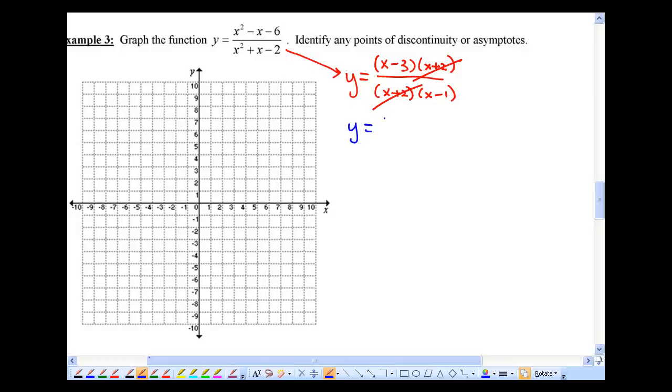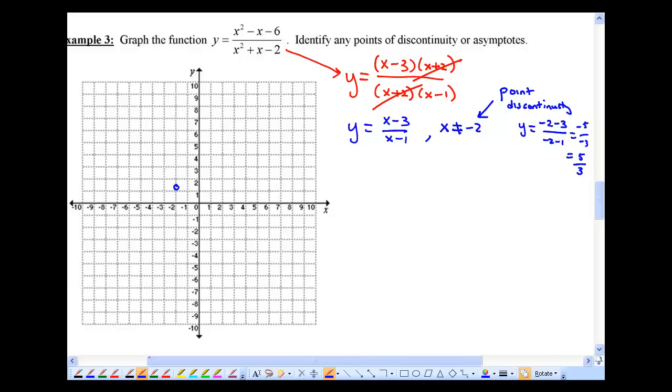y equals (x minus 3) over (x minus 1). But x can't be equal to negative 2. This is a point discontinuity. Common factor. If I want to find the corresponding y value, just plug it back into your simplified expression. Negative 2 minus 3 over negative 2 minus 1. How about negative 5 over negative 3, or 5 over 3? Negative 2, 5/3. Point right there.